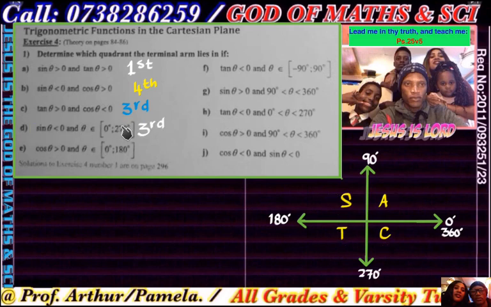Yes, of course, D will be in the third quadrant, the answer thereof. So let's go to alphabet E. We'll do that in the next video.